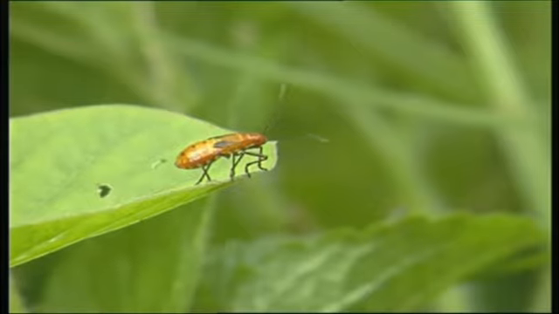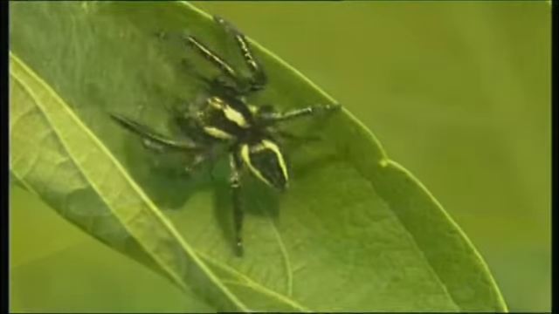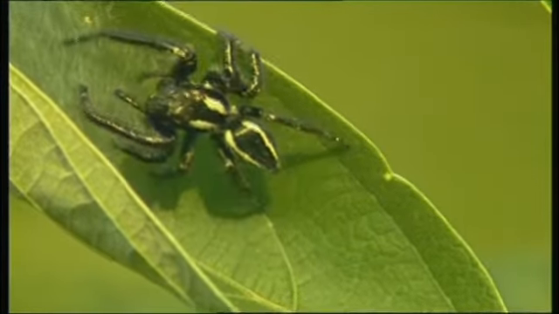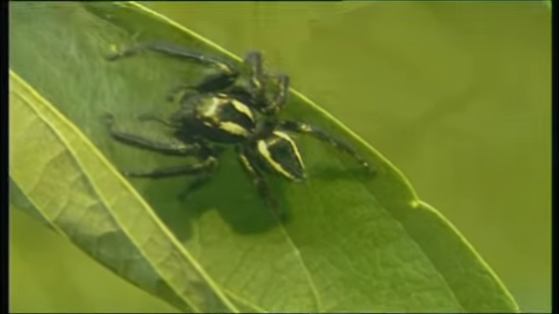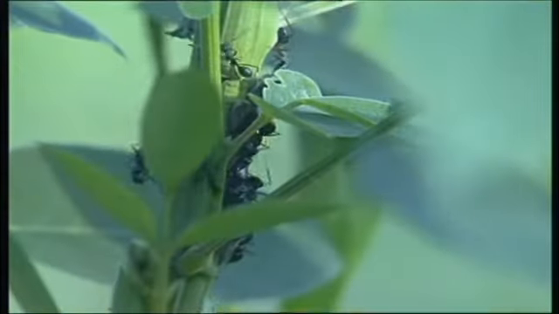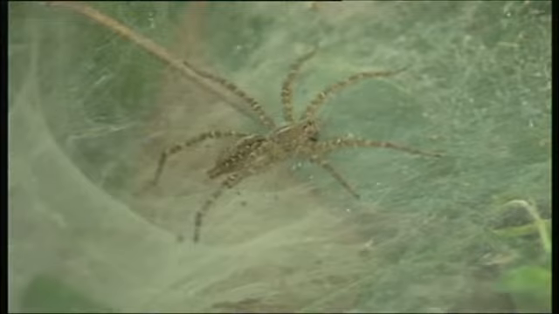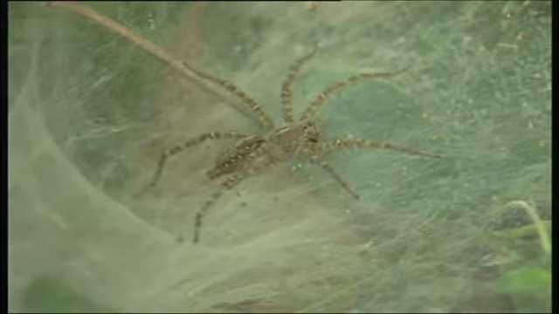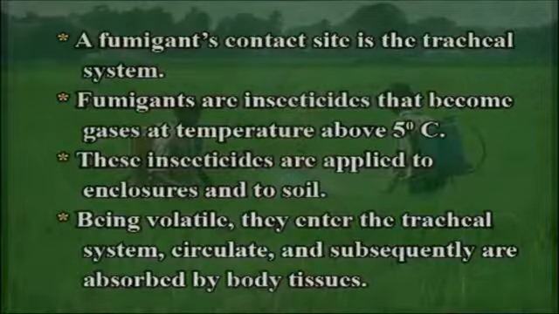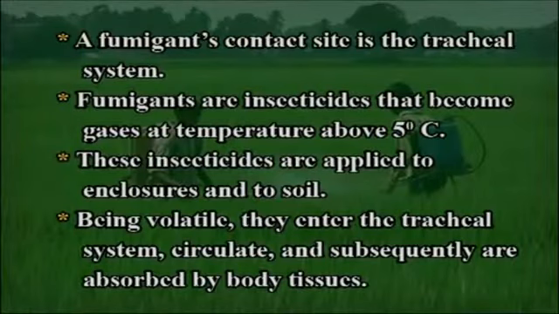Contact poisons are the major group of modern insecticides. They usually enter the body when the insect walks or crawls over a treated surface. If the treated surface is a food source like a leaf, these poisons also enter the digestive tract and are absorbed through it. A fumigant's contact site is the tracheal system.